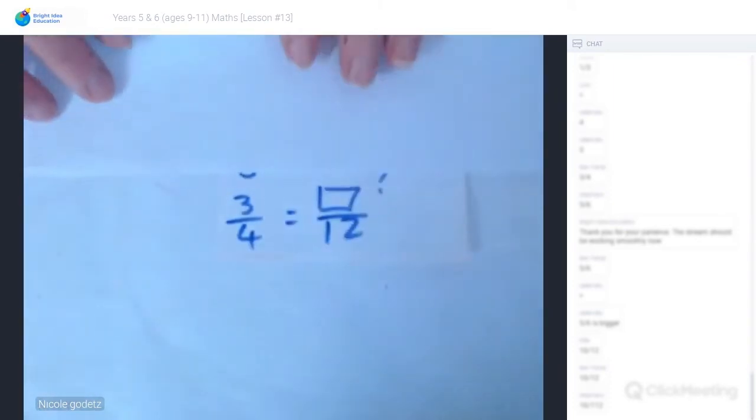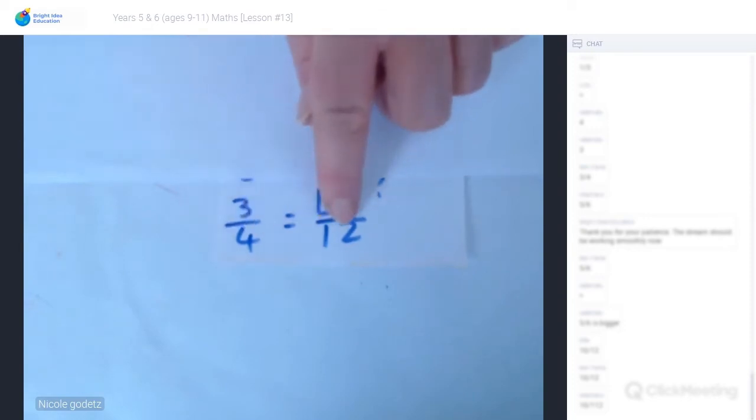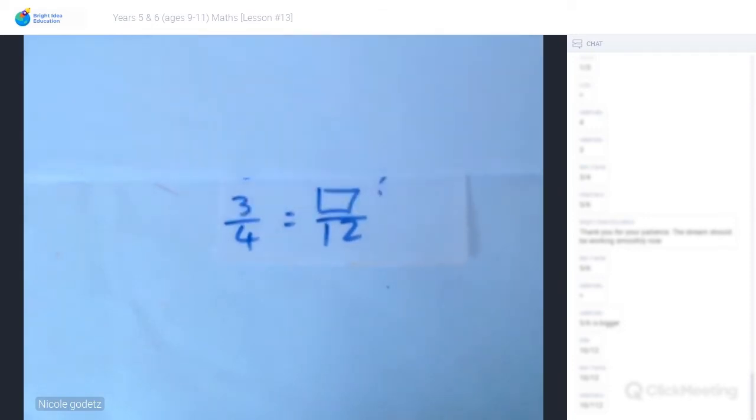So look at the one underneath. 3/4 is the same as how many 12s? What have we done to the denominator to make it 12? What do you have to do to 4 to make it 12? Is it double 4? Is it triple 4? Is it quadruple 4? How many 4s are 12? 3 4s are 12, so we have to multiply by 3. We have to do the same to the top.